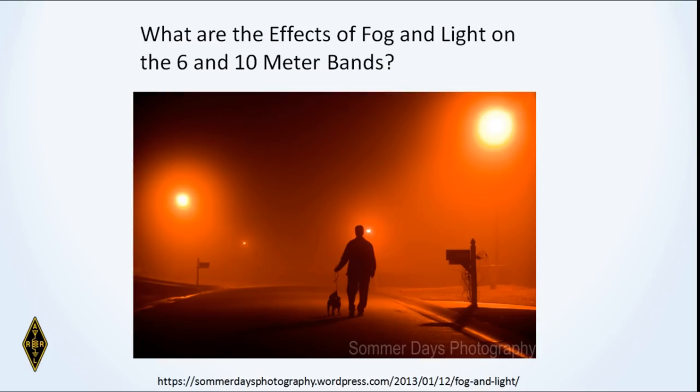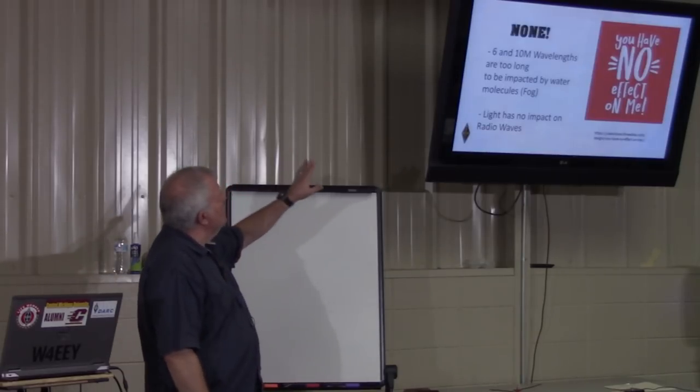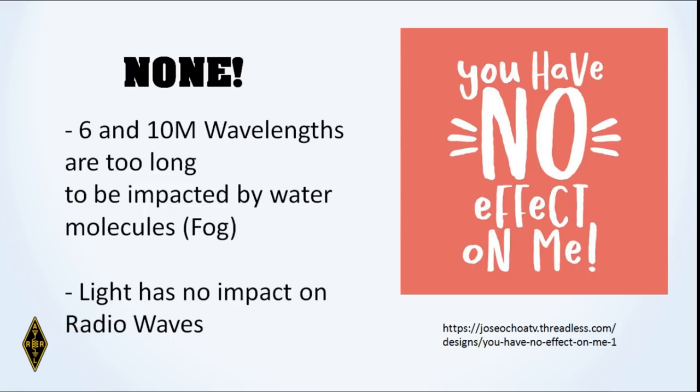So here's another thing that might impact propagation, or will it? Fog and light on the 6 and 10 meter bands. Will there be any effect on propagation? No. This is a confusing question, but you might see it on a test. 6 and 10 meter wavelengths are too long, so they're not going to be impacted. They're like the C-band satellite, only much bigger. They're going to get right through rain and light. Light has no impact on radio waves. So this is a distractor question, but I want you to see it directly.